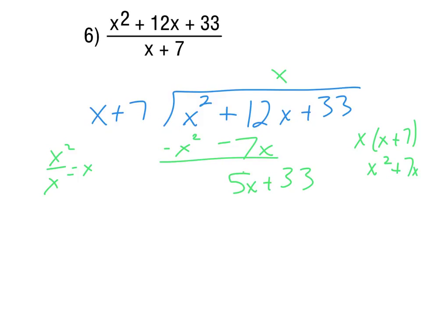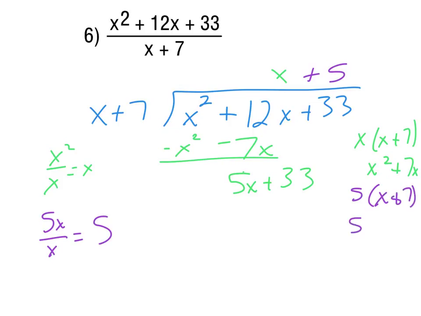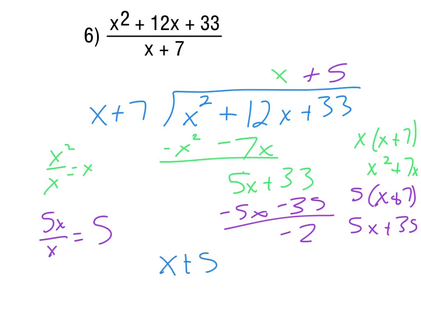Now my degrees are the same, so this will be my last time through my process. I get 5x divided by x, which is 5, so that's the last part of my quotient. Then I need to find the product of 5 times the x plus 7, which is 5x plus 35. Again, my signs are the same, so I'm really subtracting both of those. So we just get a remainder of negative 2, so the actual answer would be x plus 5 plus the remainder of negative 2 over the divisor x plus 7. So that's what that would look like.